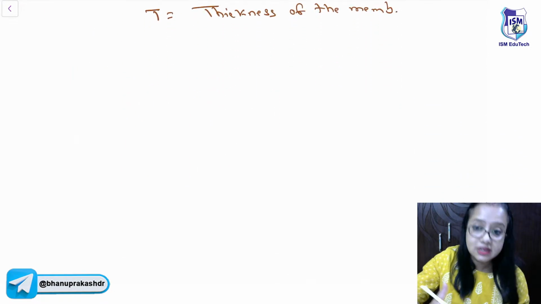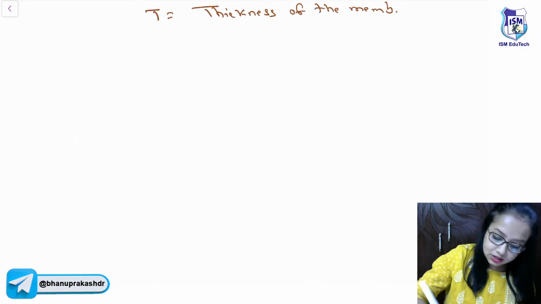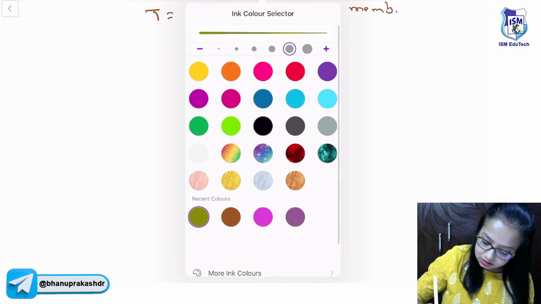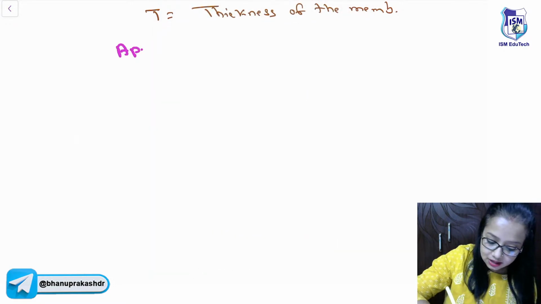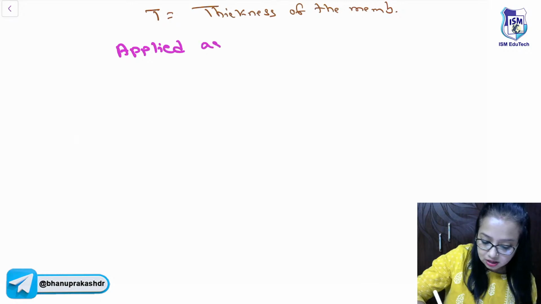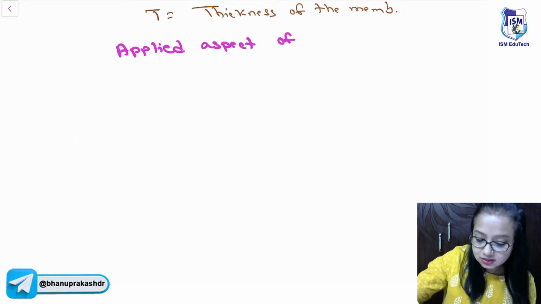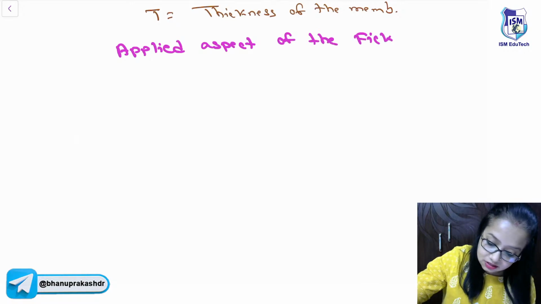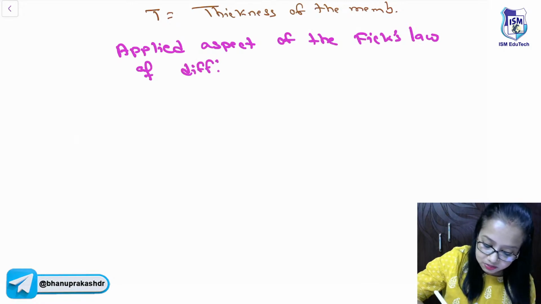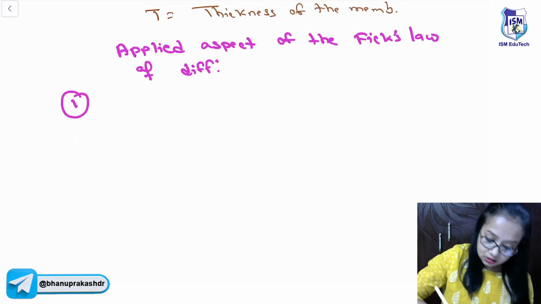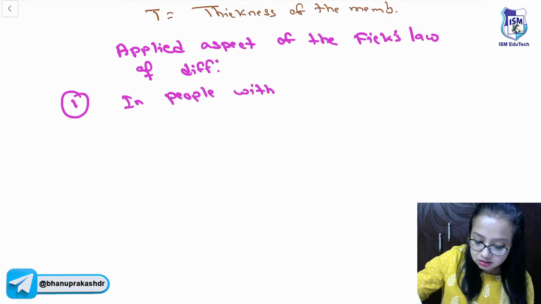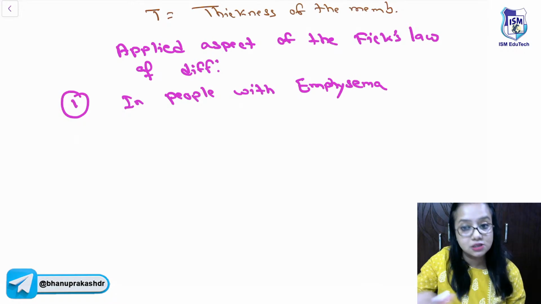Now, clinically, how do we correlate to this one? What is the applied part of it? Let's talk about the applied aspect of Fick's law of diffusion. Number one, we start with the surface membrane. So, in people with emphysema, we know what is emphysema, where the elastic recoil is lost.